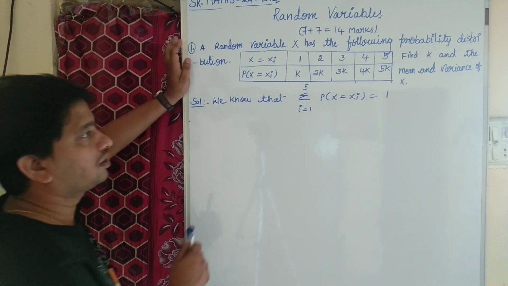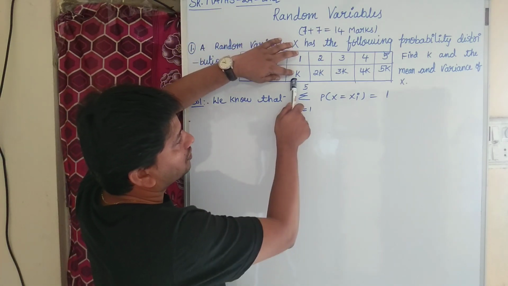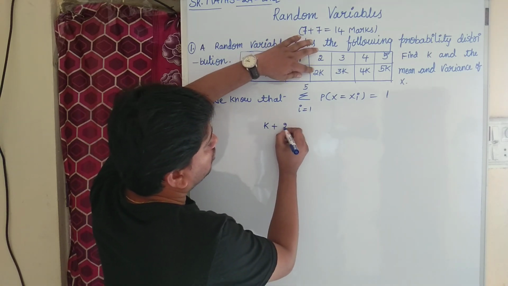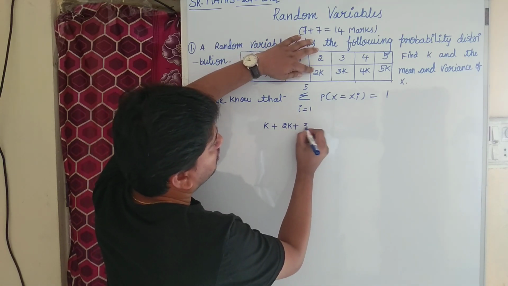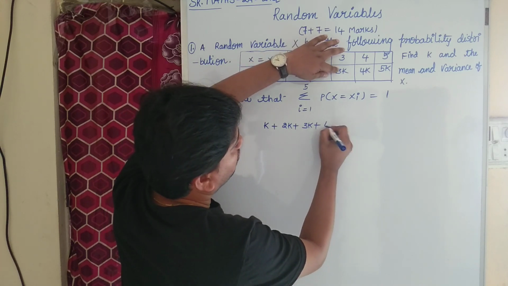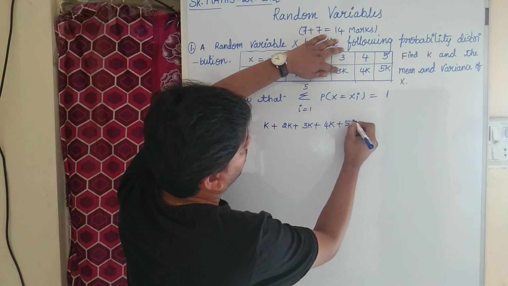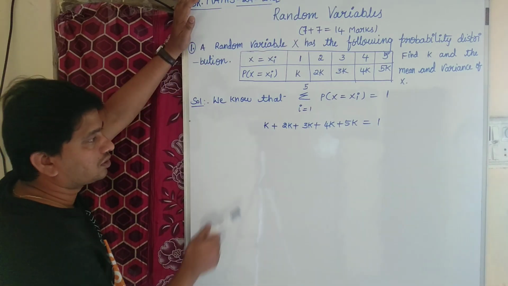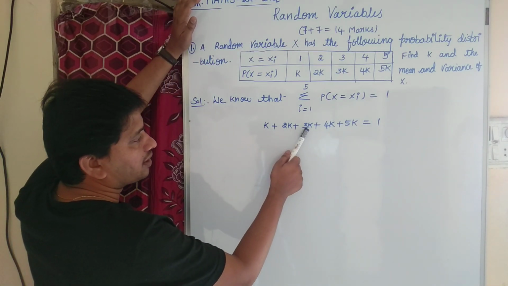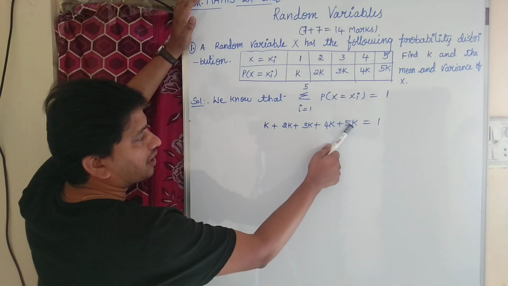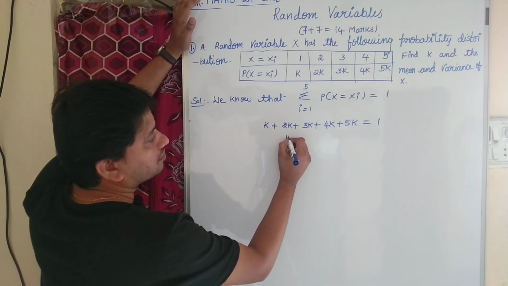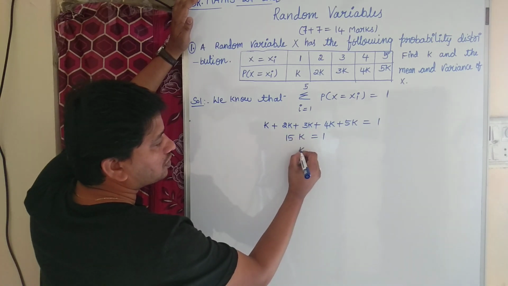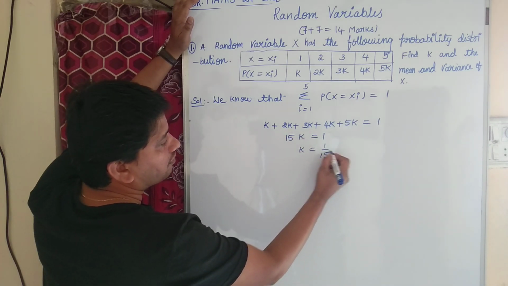Children, are you understanding? What are the probabilities here? k, 2k, 3k, 4k and 5k. That must be equal to 1. Yes? Now k plus 2k plus 3k plus 4k plus 5k, that is 15k, equal to 1. As 15 is multiplying, if you transpose you will get k equal to 1 by 15.